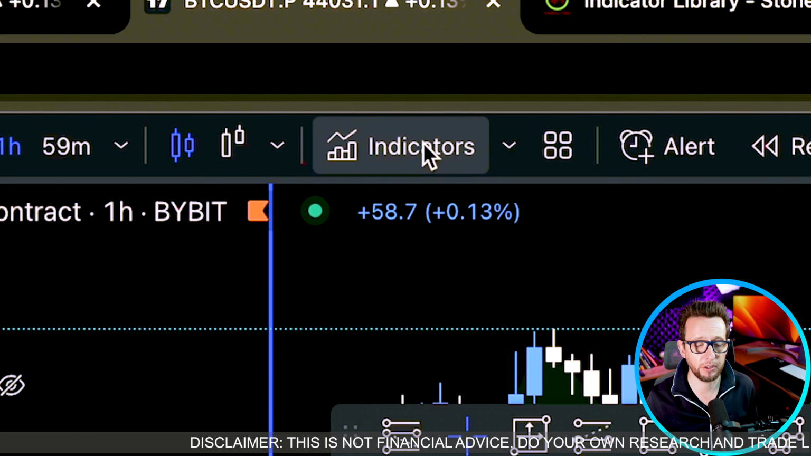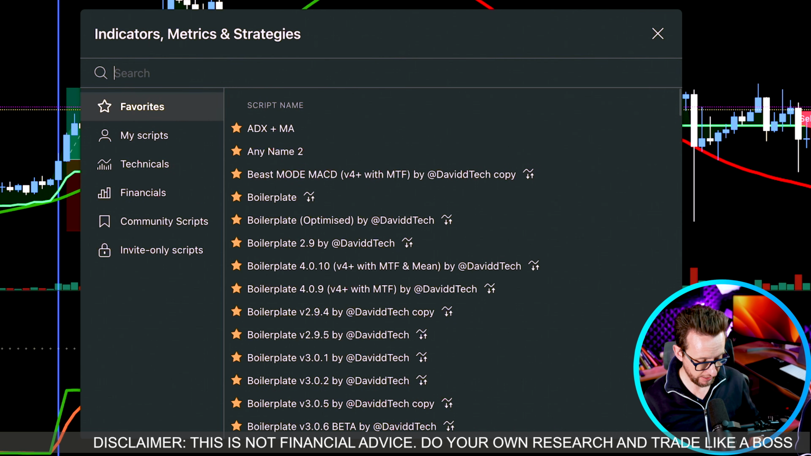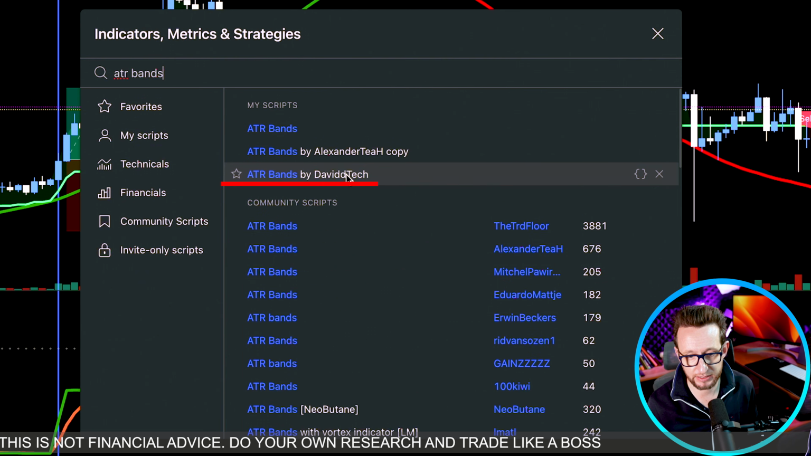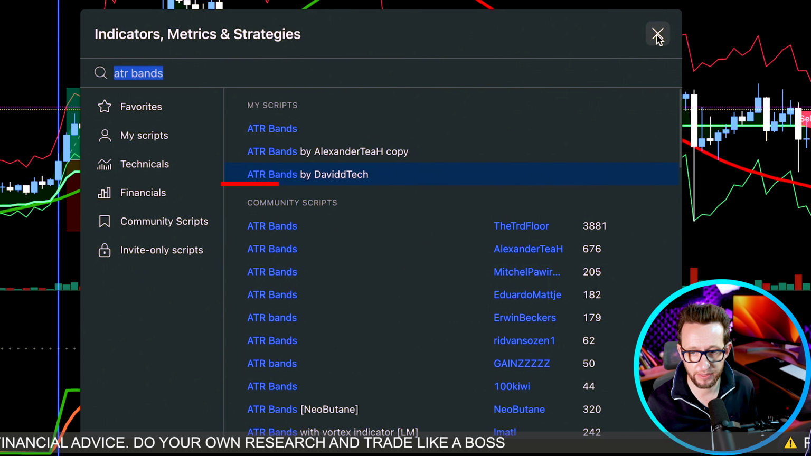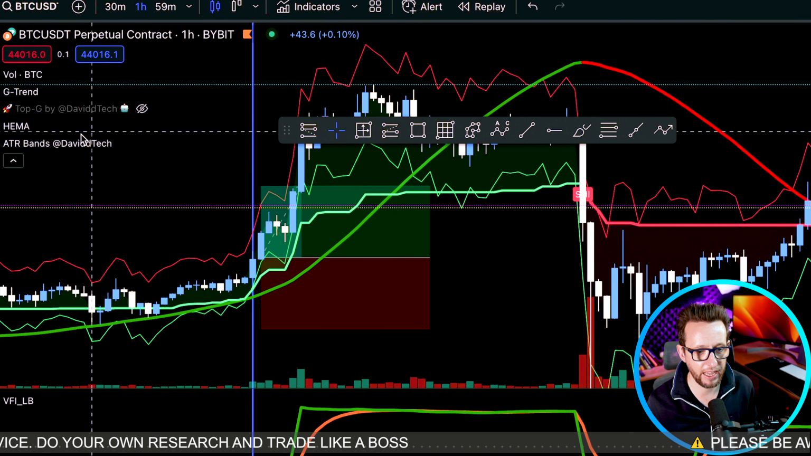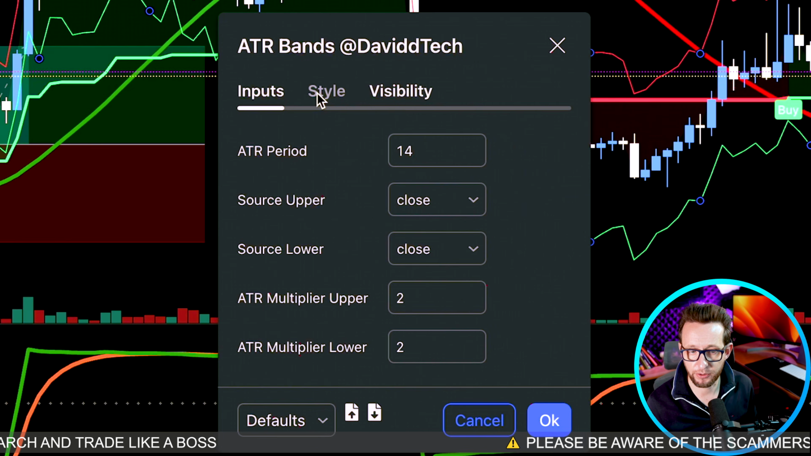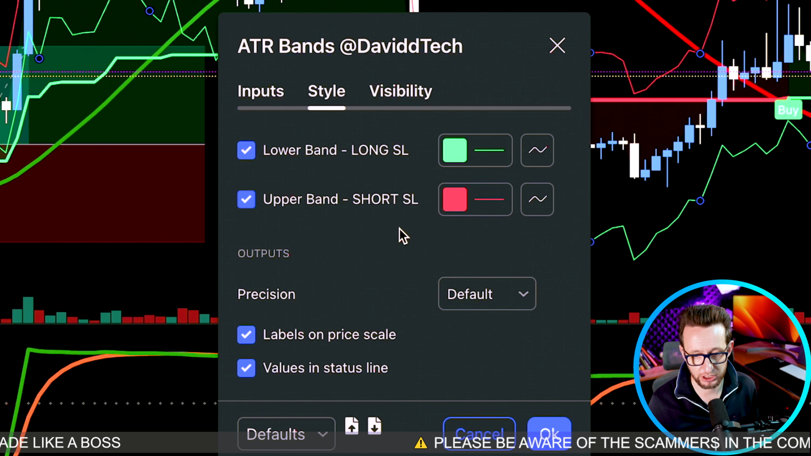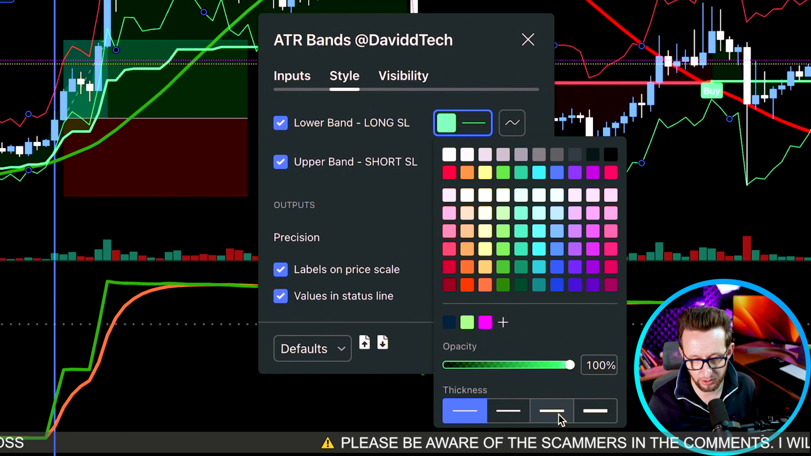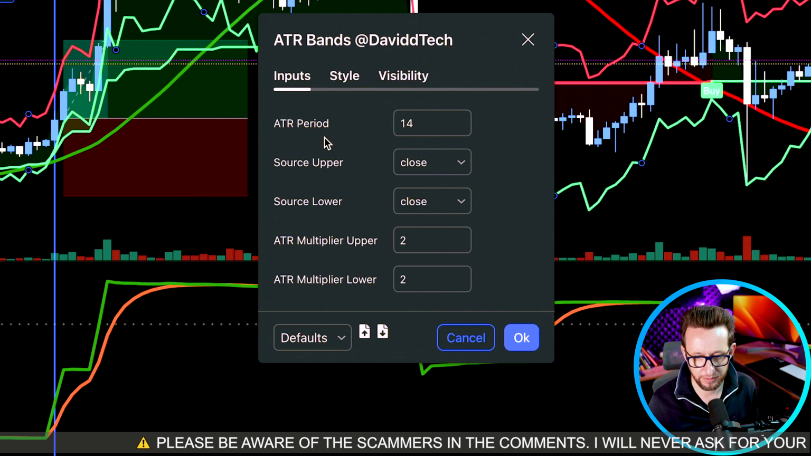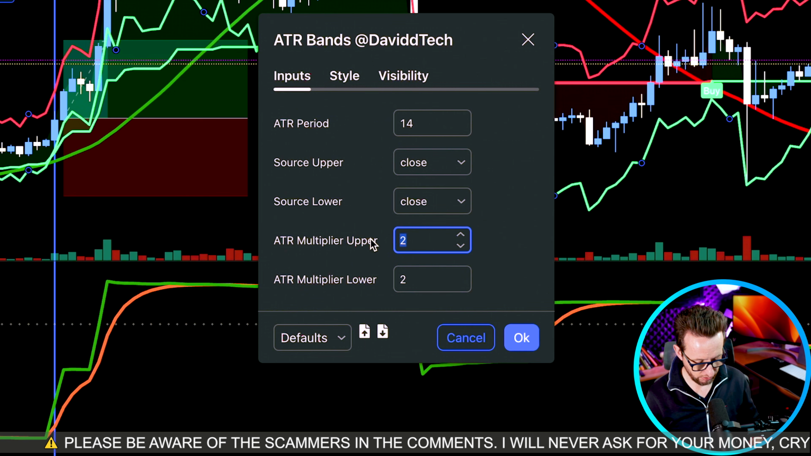Now for the stop loss and take profits, we're going to be using another indicator called the ATR Bands. It's by David Tech. It's this one here. It adds these squiggly lines here, which are the ATR bands, and helps us to set our take profit and stop loss. Now, I've been through the ATR bands several times on my channel, but I'm just going to make it a little bit thicker so that we can see it. Okay, perfect. And I'm going to set our ATRs to 1.6.